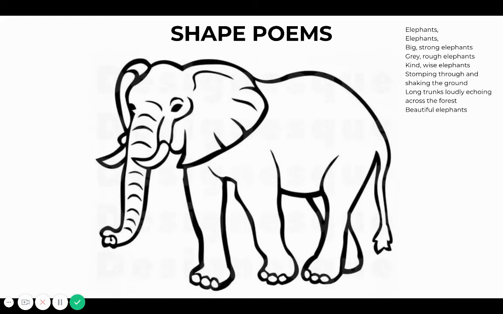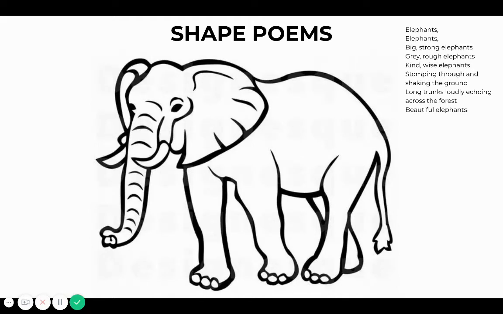I also want to make sure that the outline of my shape is nice and big so that my words are able to fit inside it. That's one problem I see students run into with shape poems is they make their shape too tiny and then they can't fit the words inside. So you want to make sure you give yourself enough room for your words.